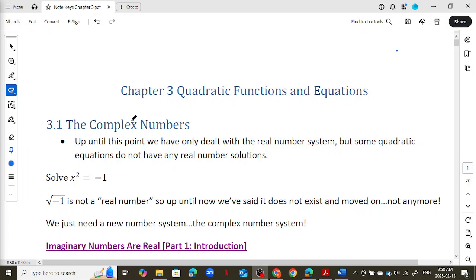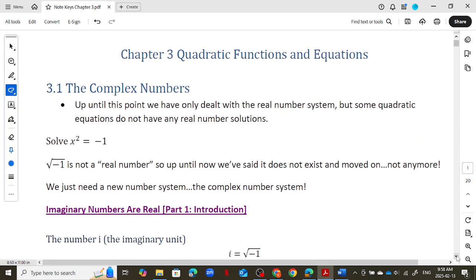So, chapter three is essentially a review chapter with one little add on. And that one little add on that could be new to you, but maybe not, is the complex number system. Up until this point, we only dealt with the real number system, that is your natural, your whole, your integers, your rational, and your irrational numbers. But when we're going to be solving quadratic equations, some quadratic equations do not have any real number solutions.